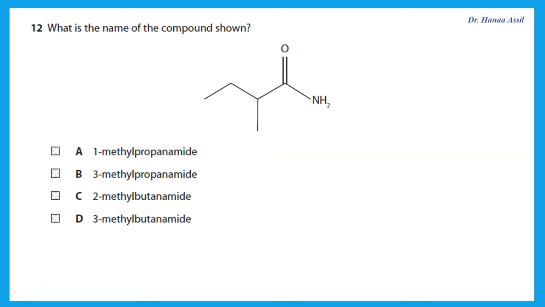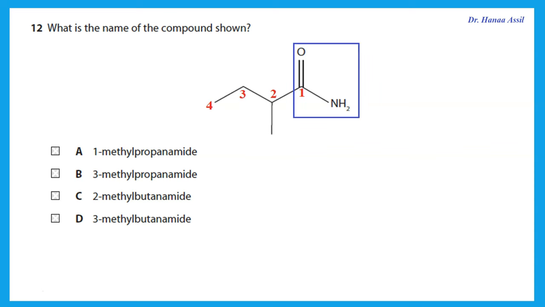What is the name of the compound shown? How do we name this? First of all, we choose the longest chain of carbons. So this is something with a but, not a prop. And it has the double bond O and NH2. This is an amide group. So this is butanamide, and it has a methyl group at carbon number 2. So this is 2-methylbutanamide.